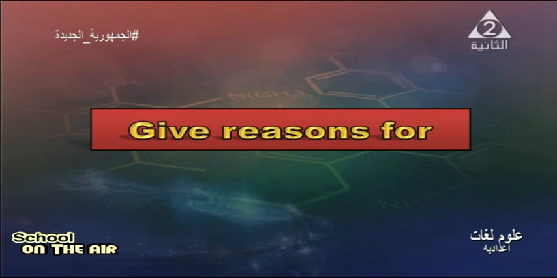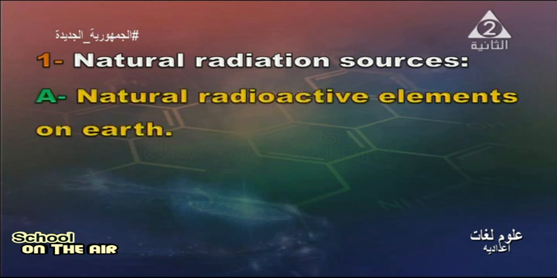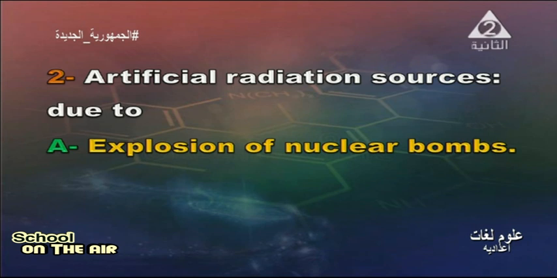Give reason for: there are two sources of radioactive pollution. The first one is the natural radiation source, such as natural radioactive elements on Earth and cosmic radiation that comes from outer space. The second is the artificial radiation source, due to the explosion of a nuclear bomb or nuclear reactor.